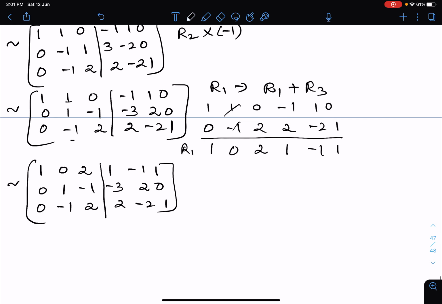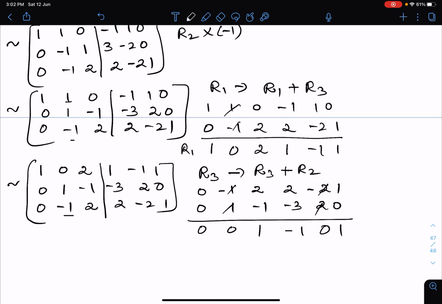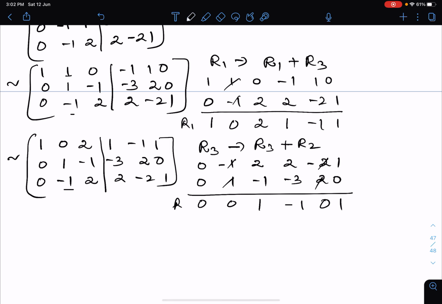Now you are going to change. Here also you have to bring the 0. Okay, so R3. So now concentrate on R3. R3 is nothing but R3 plus R2, which will give you the 0 there. So what is our R3? 0, minus 1, 2, 2, minus 2, 1. R2 is 0 1 minus 1 minus 3 2 0. So you are going to add, so no need to change the sign. 0 0 1, here it is minus 1, here again 0, and here it is 1. So this is our new R3.